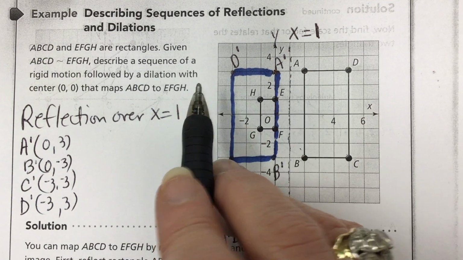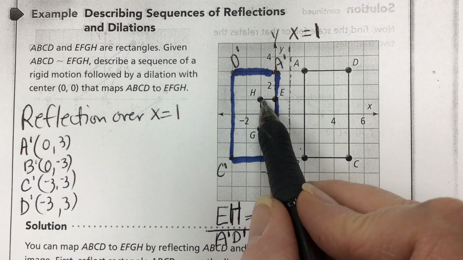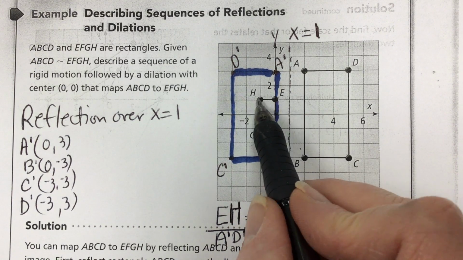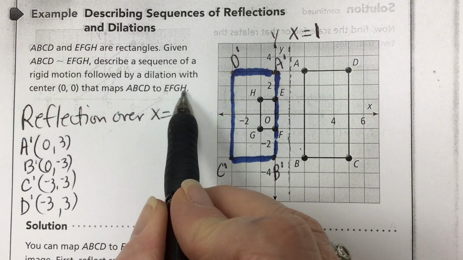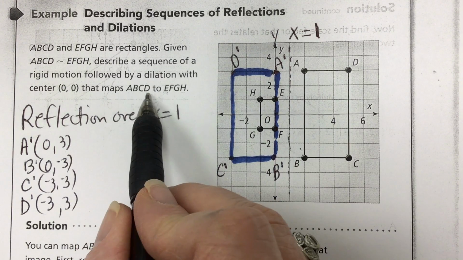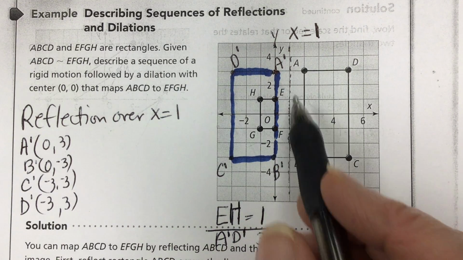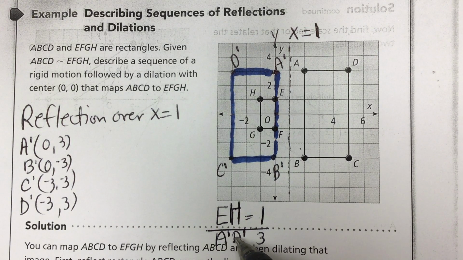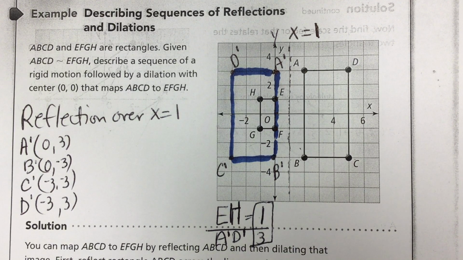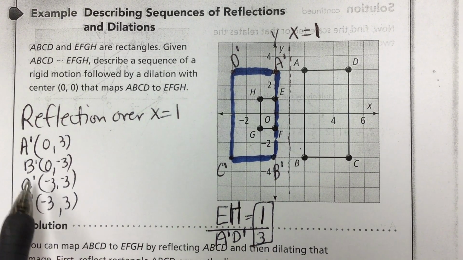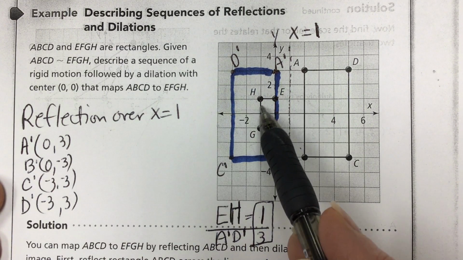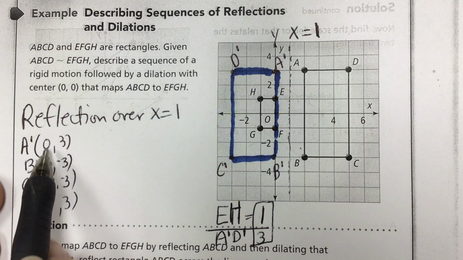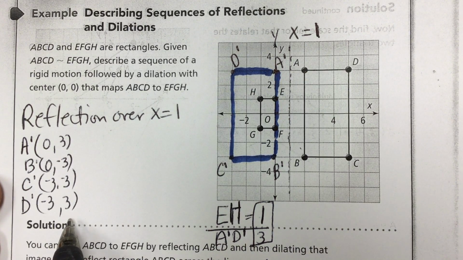But once you reflect it, look at the smaller rectangle. What is the length of EH? Because EH pairs with AD, the first and the last. So with EH being 1 and A prime D prime being 3, that is my scale factor of 1/3. That's a way you can determine your scale factor. So to find the ordered pairs for the reduced rectangle, we will multiply each one of these numbers by 1/3.